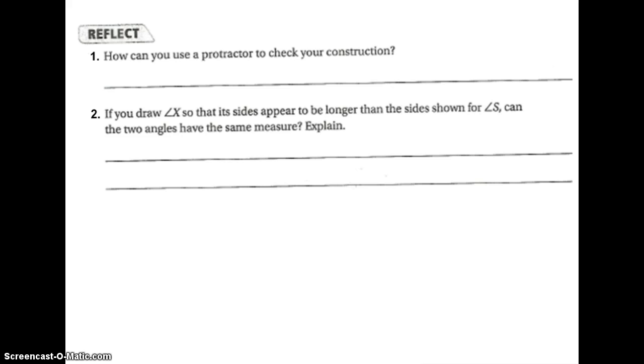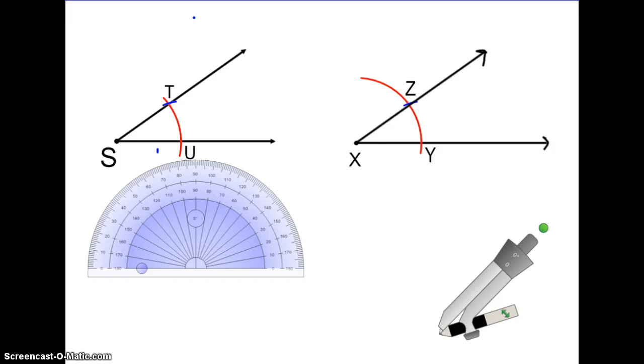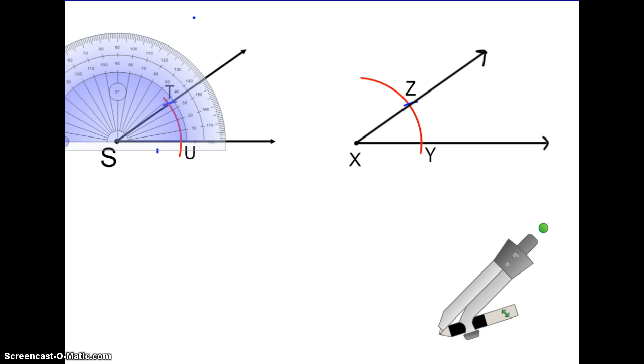Alright, so how can you use a protractor to check your construction? Okay, what I can do is I can go back to the previous slide and pull out a protractor, and ta-da, like magic, here's my protractor. So I'm going to put my vertex in the little hole of the protractor, excuse me. I keep messing that up. So with your protractor, go ahead and line up the vertex of the original. Okay, and take a look at the measurement.